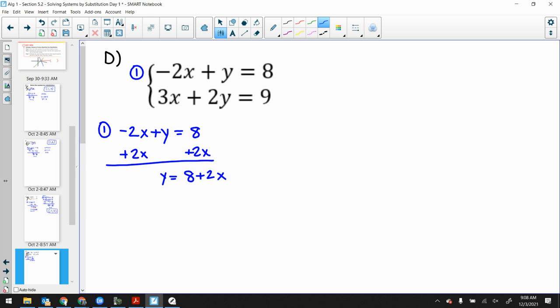Do I need to say 2x plus 8? No. We're not graphing here. You can. Now I go to my second equation. Here was my second equation. 3x plus 2 times y, going to leave a little room, equals 9. Because now I take out y, I plug in its substitute. 8 plus 2x. And now I've created an equation with only x's in it. So I can solve that equation. Distribute the 2.